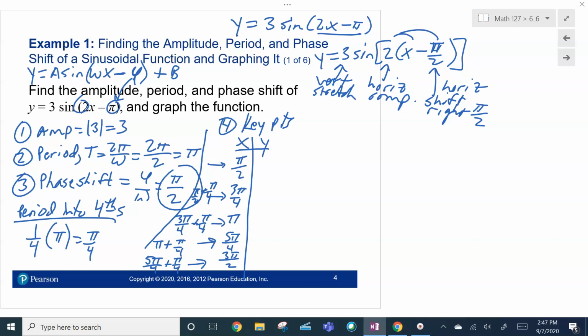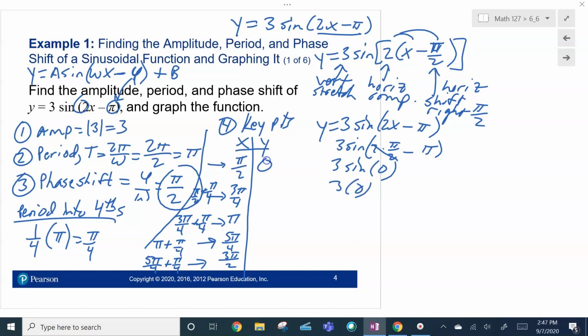And then we're going to plot those points. So we're going to put those in one by one. So I've got y equals 3 sine of 2x minus pi. I'm going to throw in pi halves first. 3 sine of 2 times pi halves minus pi. So I've got pi minus pi. Sine of 0 is 0. So I've got 0. Now we're going to plug in 3 pi fourths. 2 times 3 pi fourths.